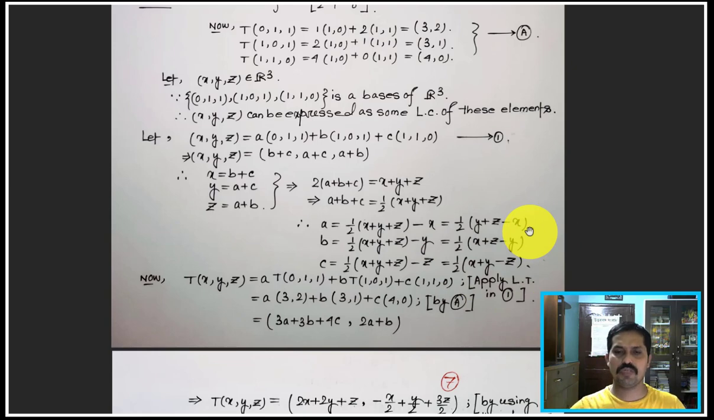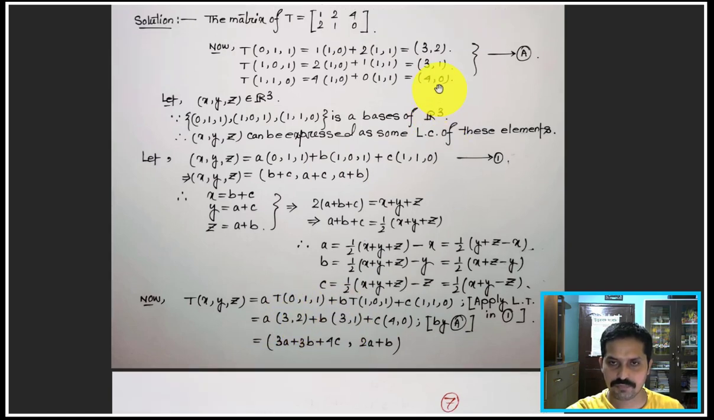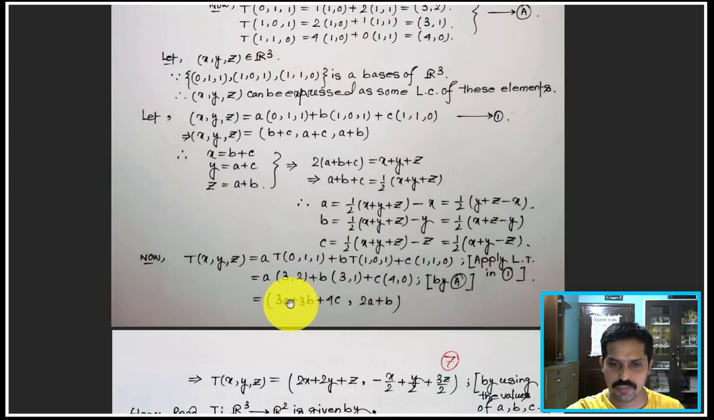Actually this is the technique. First we consider the arbitrary constants a, b, c or lambda, mu, then we find the values of these arbitrary constants in terms of x, y, z. Now let us apply the linear transformation on this equation. The result is T(x,y,z) equals a T(0,1,1) plus b T(1,0,1) plus c T(1,1,0). Now the values are a(3,2) plus b(3,1) plus c(4,0), from equation number 1. Just doing simplification, you will get this result.